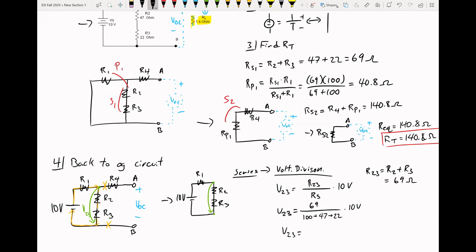So V23 is going to be equal to 100. This will be equal to 4.08 volts. And like we said, V23 is equal to VOC, which is equal to V Thevenin. So therefore, V Thevenin is equal to 4.08 volts.